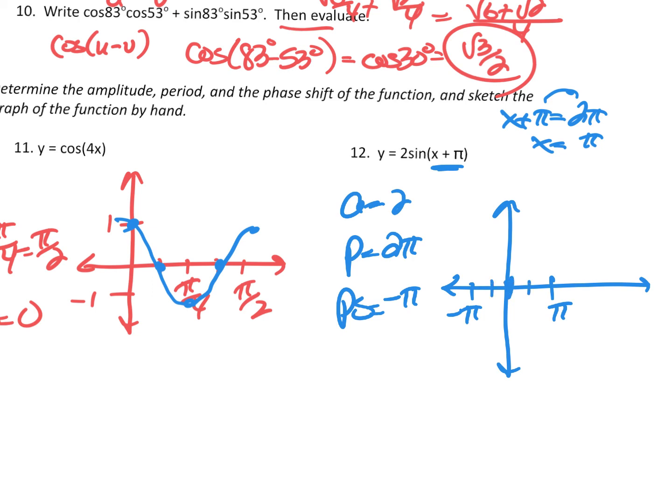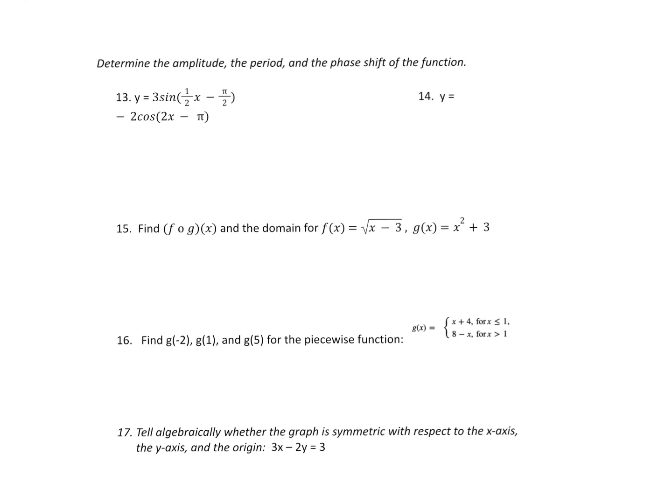It's sine this time. I've got to go up to 2, down to negative 2. Sine starts at 0 and goes up, down, up, just like that. And there you have it. On 13 and 14, you don't have to graph these two.